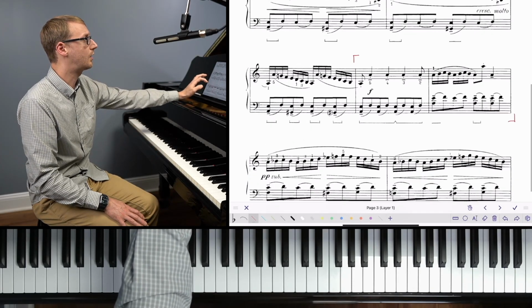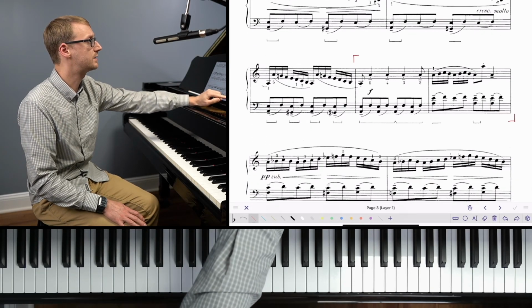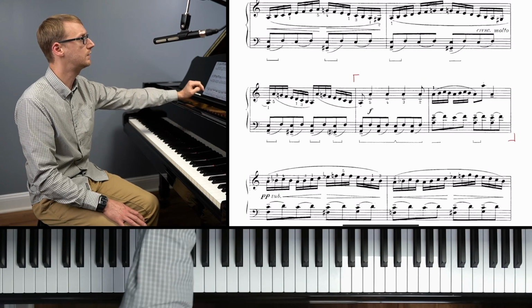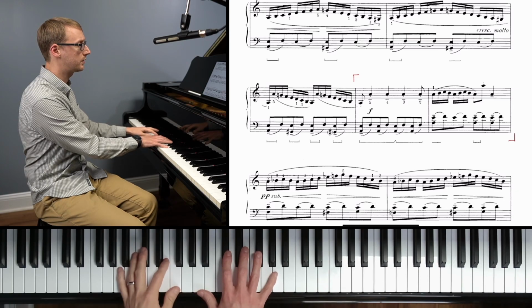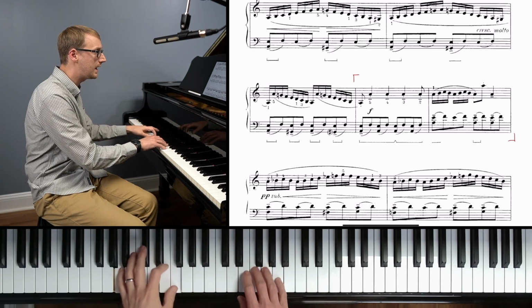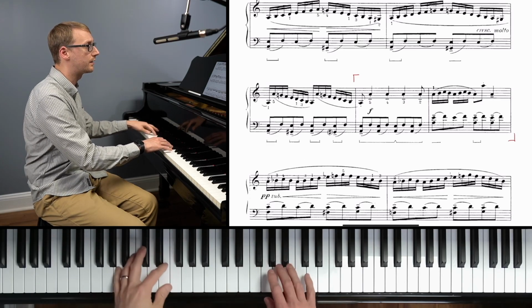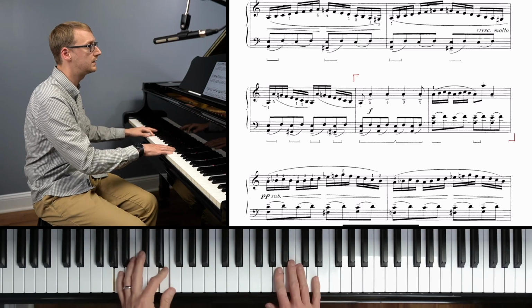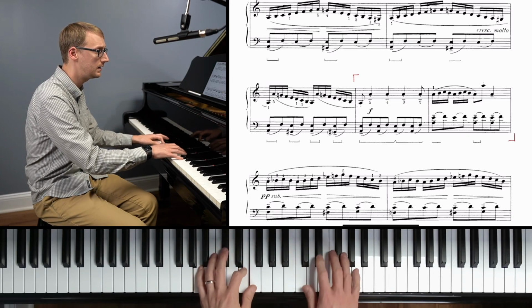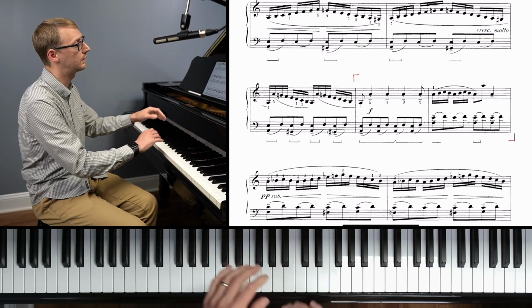I've also bracketed off a couple of these other measures because I think that a lot of students tend to find these measures difficult, so I wanted to show you how to count these as well. So here's the first bracketed part with a little bit of syncopation to it. I'm going to show you this really slowly. 1 E and 2 E and 3 E and 4 E and, right?